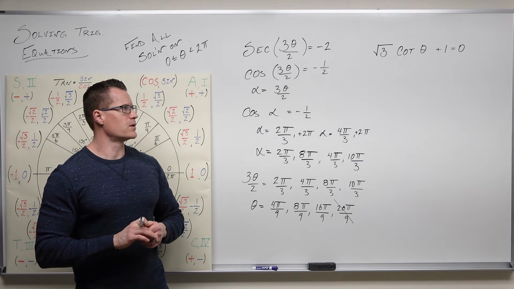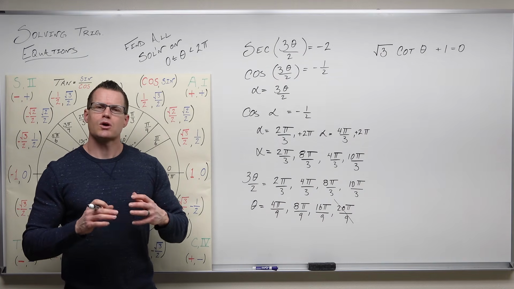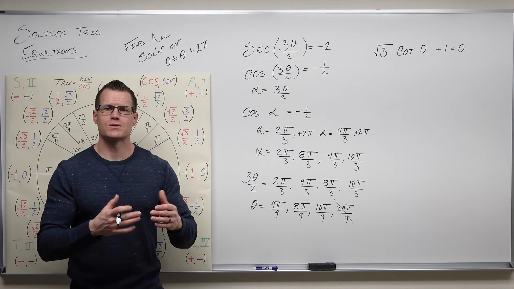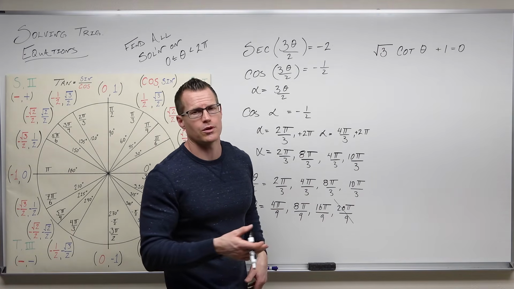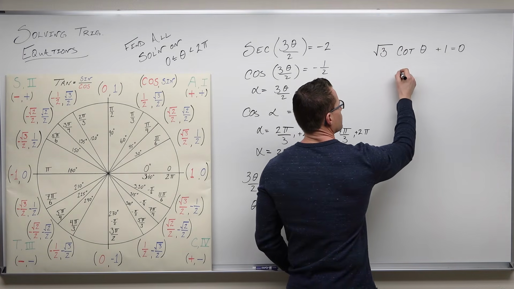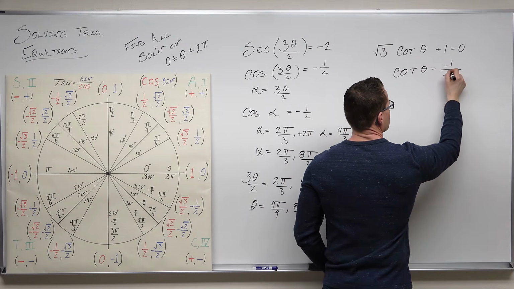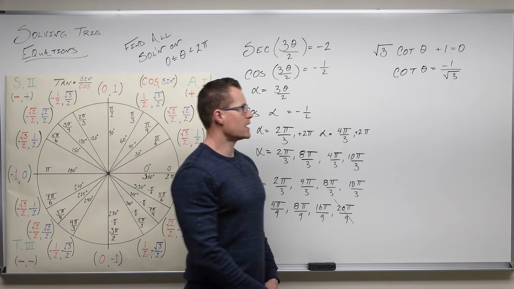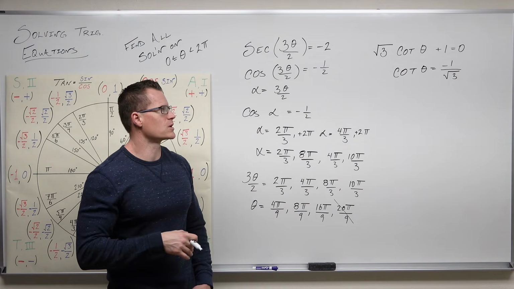So square root 3 cotangent theta plus 1 equals 0. Solve it for your trig function. Isolate that first, and then start doing your reciprocals if you have one of these functions you don't really want to work with all that much. So cotangent theta equals -1 over square root 3. I'm just isolating that trig function.